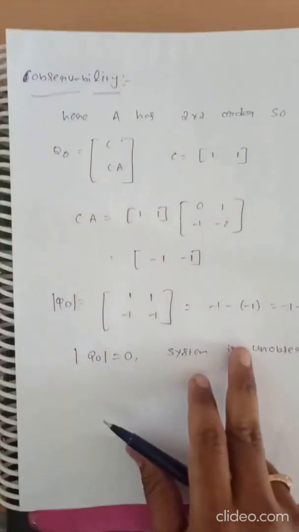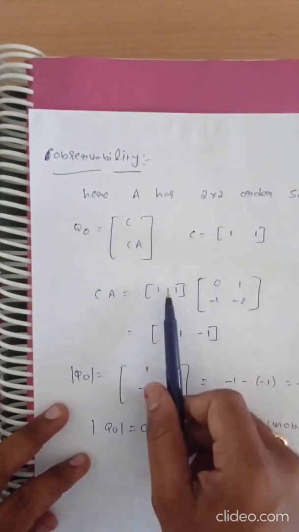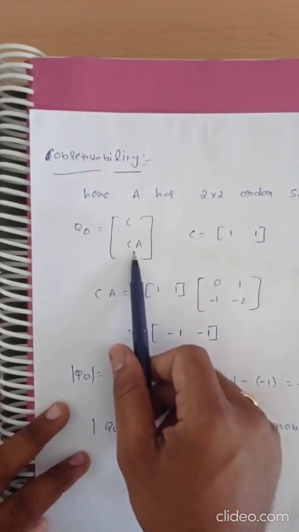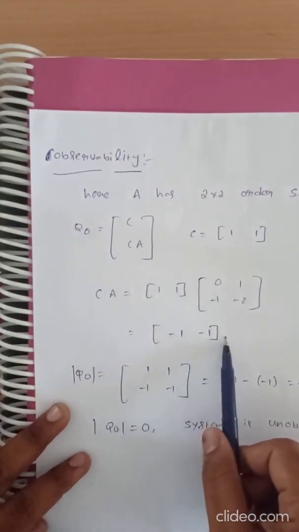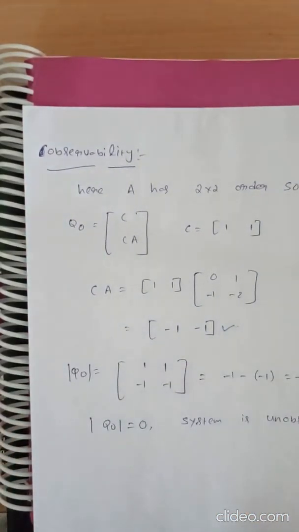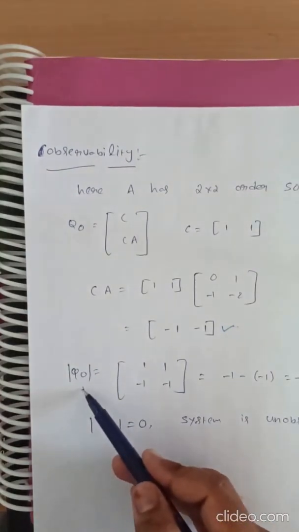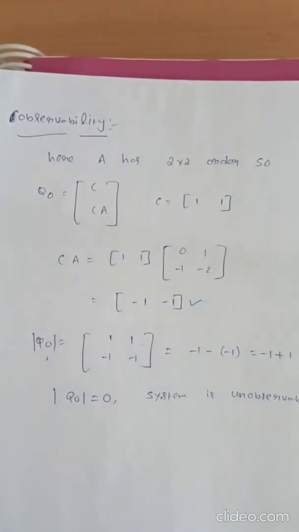In the same way, observability. In the given system, C equals 1, 1. The first row is formed by C, 1, 1, and the second row is formed by CA, C into A. You will do that and end up with -1 and -1. CA equals -1 and -1. And find Q naught: 1, 1, -1, -1. Your det equals 0. Whenever det equals 0, the system is unobservable.